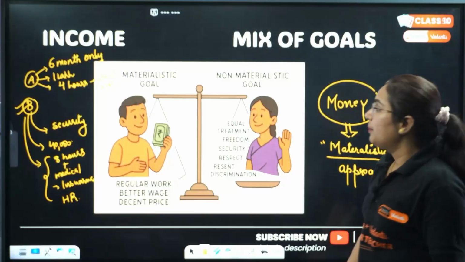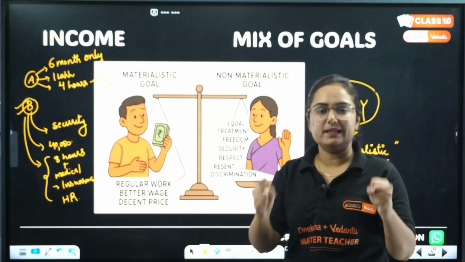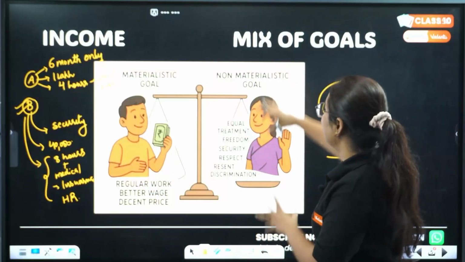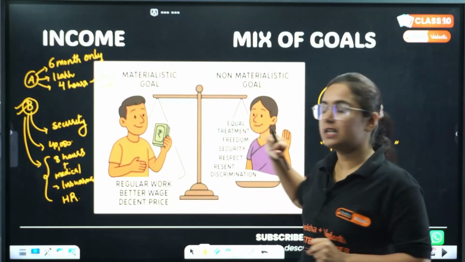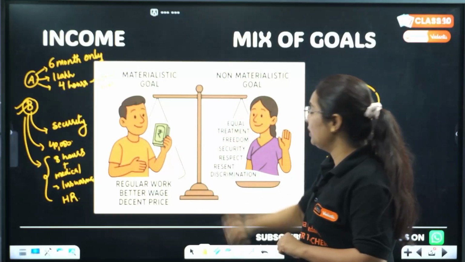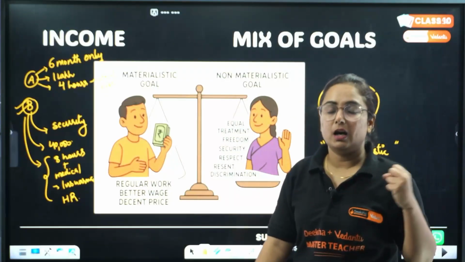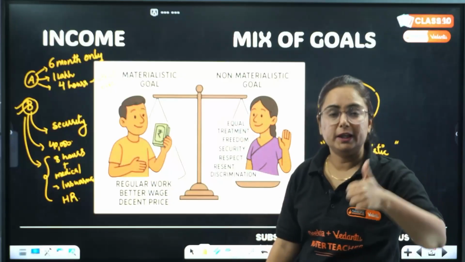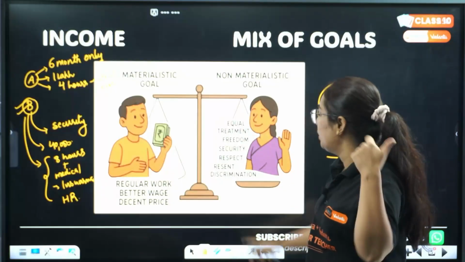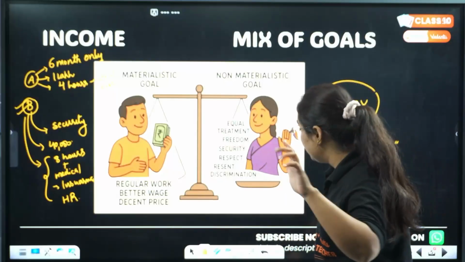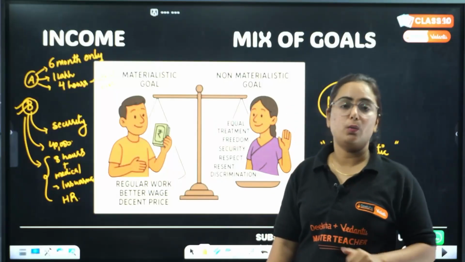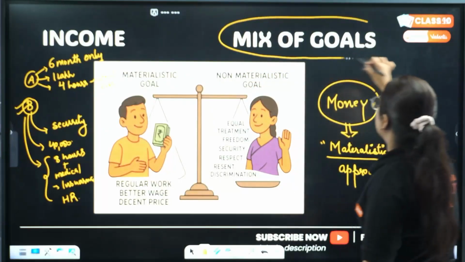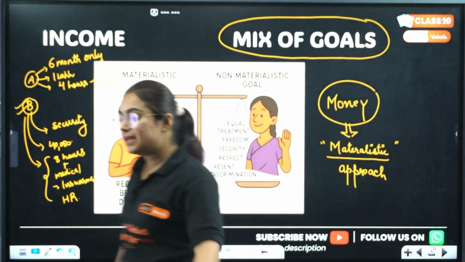See, beta, materialistic things are needed. But along with materialistic things, there are certain non-materialistic things that are also needed, like equal treatment. If you are working in a place, you want what? Equal treatment. You want freedom. You want security. You want respect. You want that there is no discrimination over there. And this is what is known as a mix of goals.